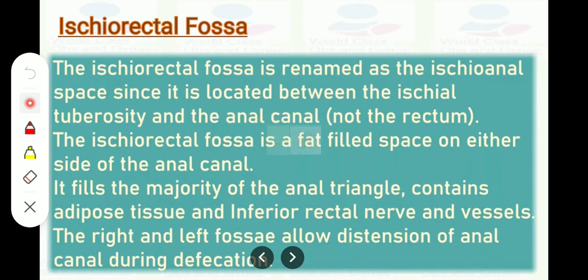Okay, but a little bit detail about ischiorectal fossa. It is renamed as the ischioanal space since it is located between the ischial tuberosity and anal canal, not in the rectum. So ischiorectal fossa name has been replaced with ischioanal space. The ischiorectal fossa is a fat-filled space on either side of the anal canal, and it fills the majority of the anal triangle, and it contains adipose tissue and inferior rectal nerves and vessels. Okay, so what is its content? Basically, adipose tissue, and inferior rectal nerves and vessels. The right and left fossa allow the distension of anal canal during defecation.